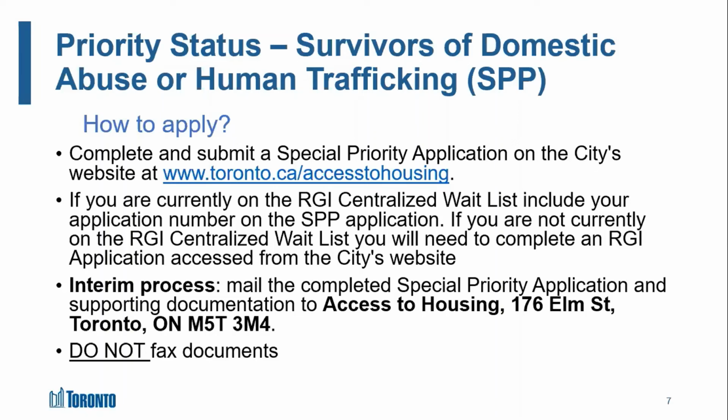The interim process: Access to Housing is receiving and accepting mail that can be mailed to our address at 176 Elm Street. We also do have a mail drop box. We do have staff that come into the office and will collect the mail from this drop box. We do ask that you do not fax any documents because documents seem to get mixed up or misplaced when they are coming through the fax. So we are encouraging Canada Post or our drop box.